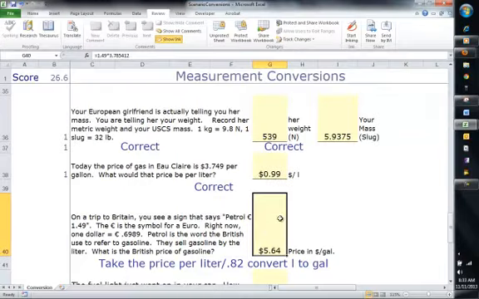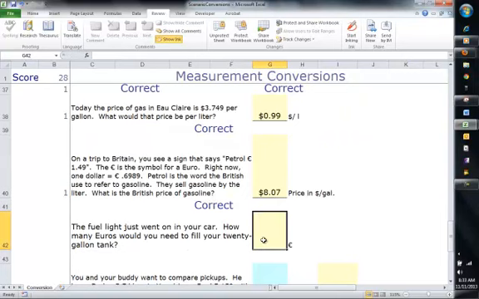So we're going to take our 1.49 times the number of liters, 3.785412, divide by the price per euro, 0.6989, and that gives us the price of gas as $8 a gallon. Wow, that's pretty expensive gas in Britain.